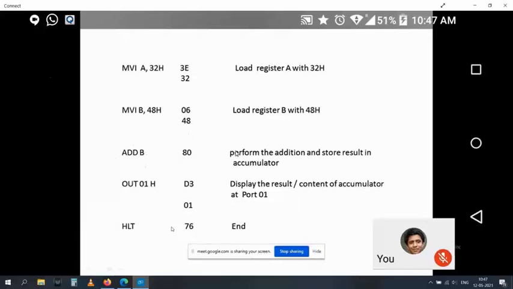ADD B means it performs the addition with the content of the accumulator, and it also stores the result in the accumulator. Then I have an instruction for display also. OUT 01H means display the content of the accumulator at port 1. Whatever input or output devices there are will be designated by ports: port 1, port 2, port 3. That way, you will have to give it.